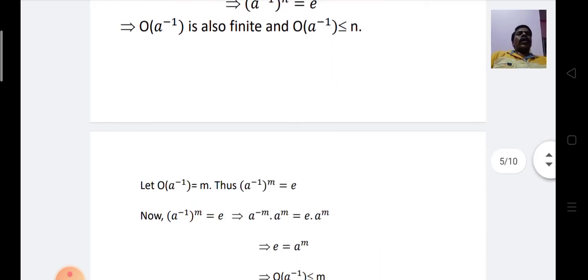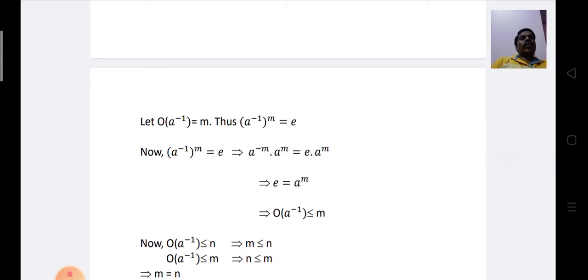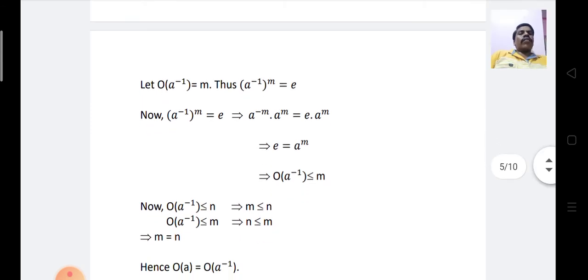Now let order of A inverse be equal to m. Thus we write A power minus 1 whole to the power m is equal to E, which implies A power minus m is equal to E. Multiplying by A power m, A power minus m into A power m is equal to E into A power m, or E is equal to A power m. Again, order of A is less than or equal to m.